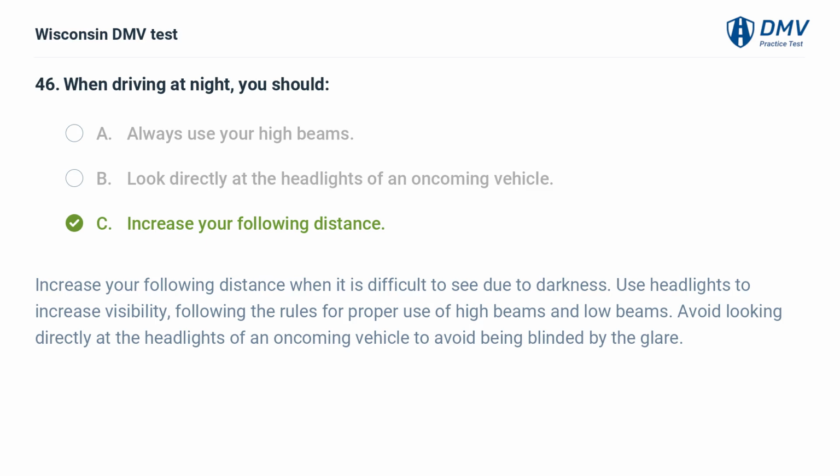Increase your following distance when it is difficult to see due to darkness. Use headlights to increase visibility, following the rules for proper use of high beams and low beams. Avoid looking directly at the headlights of an oncoming vehicle to avoid being blinded by the glare.